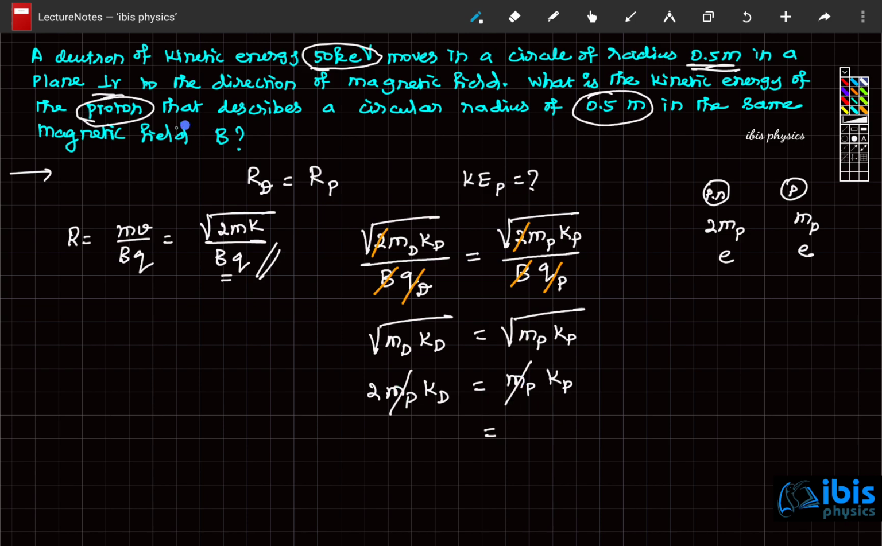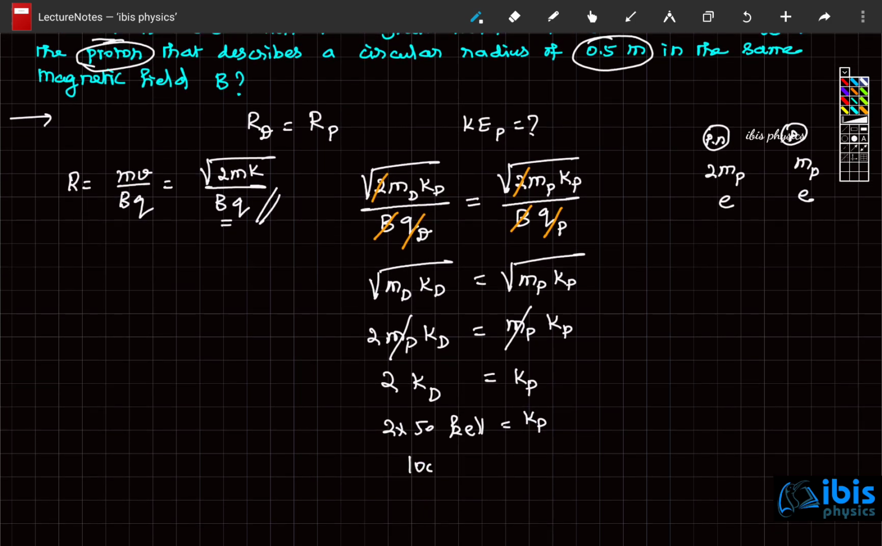Here they have asked us to find the kinetic energy of the proton. So the kinetic energy of the proton is 2 times the kinetic energy of the deuteron. They said the kinetic energy of the deuteron is 50 kilo electron volt. So 2 into 50 kilo electron volt is the kinetic energy of the proton, which is 100 kilo electron volt. Like that, information about the radii will help us solve a lot of questions related to this.